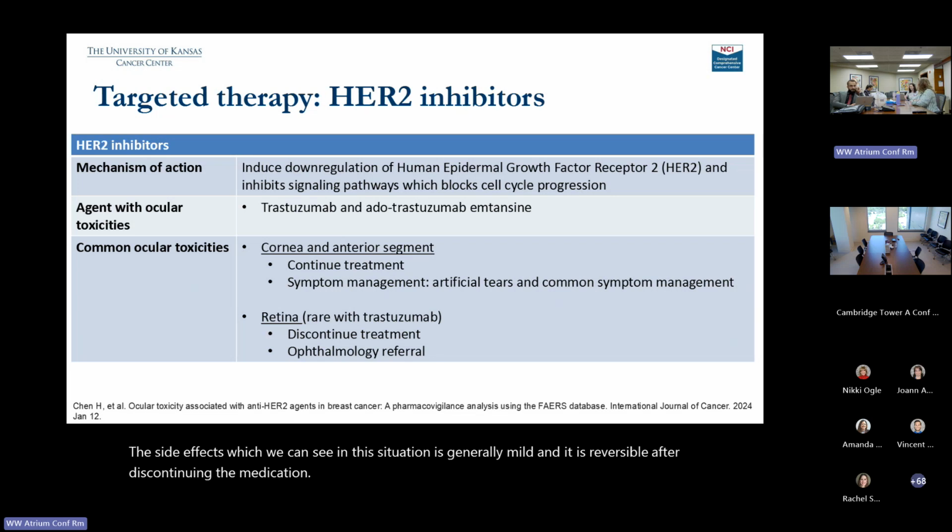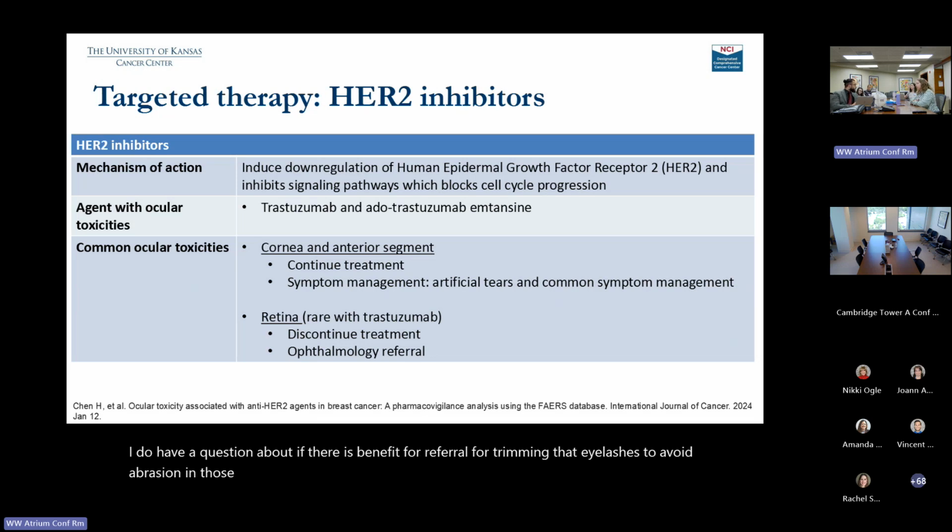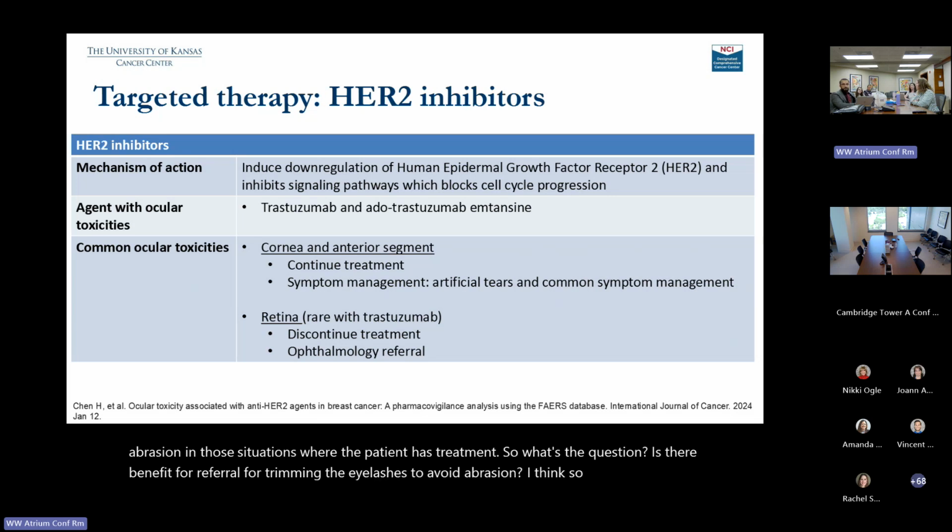I do have a question about if there is benefit for referral for trimming the eyelashes to avoid abrasion in those situations where the patient has trichomegaly. So what's the question? Is there benefit for referral for trimming the eyelashes to avoid abrasion? I think so. Yes, for sure. Yeah, absolutely. Thank you.